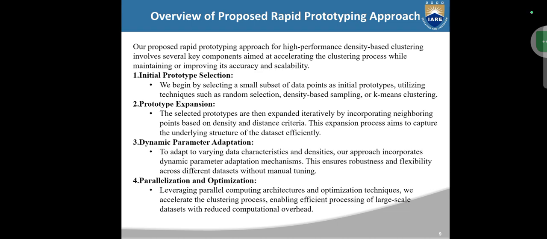Initial prototype selection. We begin by selecting a small subset of data points as initial prototypes, utilizing techniques such as random selection, density based sampling, or k-means clustering. Step 2, prototype expansion. The selected prototypes are then expanded iteratively by incorporating neighboring points based on density and distance criteria. This expansion process aims to capture the underlying structure of the data efficiently.